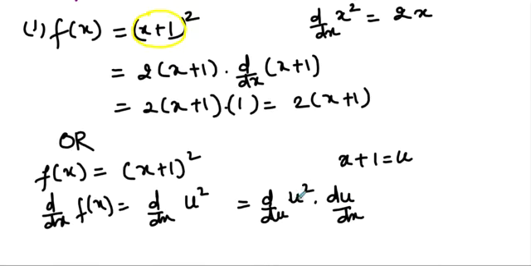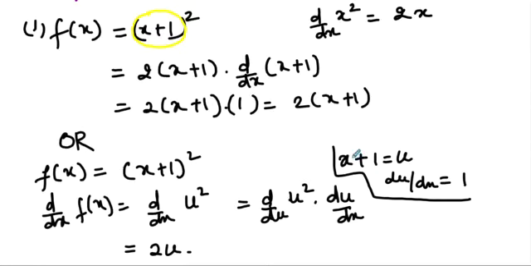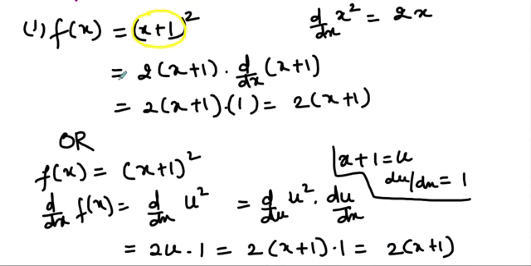So assuming this function as a single function, I'm considering it as u square. The derivative of u square is 2 times u, times du by dx. From this part we can get du by dx, which is going to be equal to 1. The derivative of u with respect to x is 1. So 2 times u times du by dx, which is 1. Substituting u as x plus 1, times 1, gives us 2 times x plus 1. So either I use the first concept to solve it, or I use the second concept. This is how we apply the chain rule.